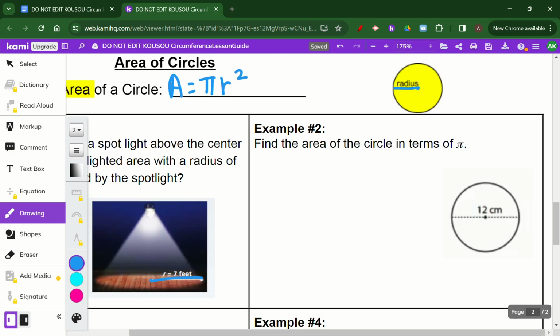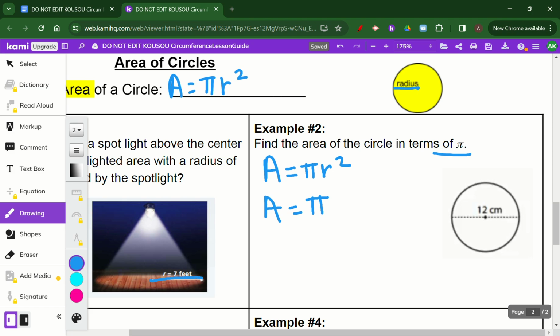Alright, example 2 says find the area of the circle in terms of pi. So now we're going to leave pi as pi. So let's start with our area formula. Area equals pi r squared. Okay, we're going to drop down A. We don't know what A is. We're going to drop down pi because we're going to keep pi.